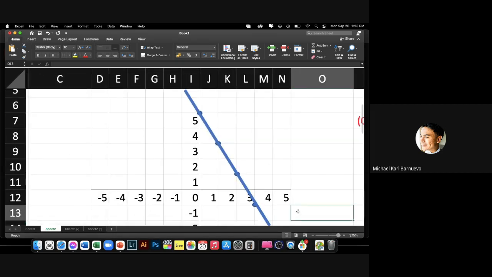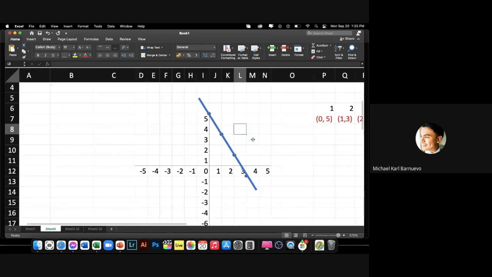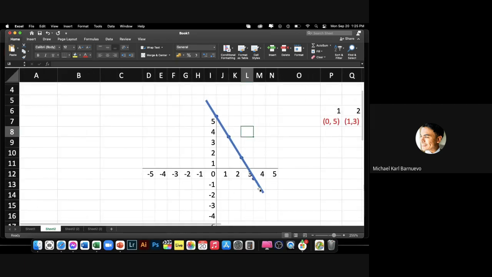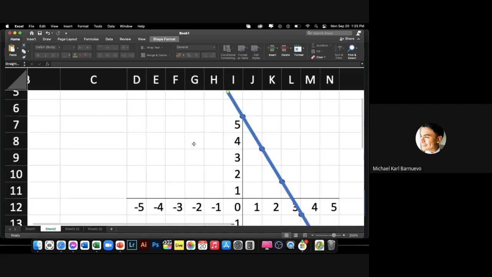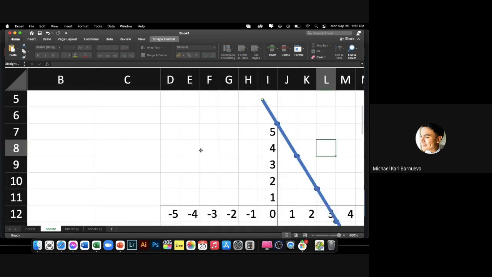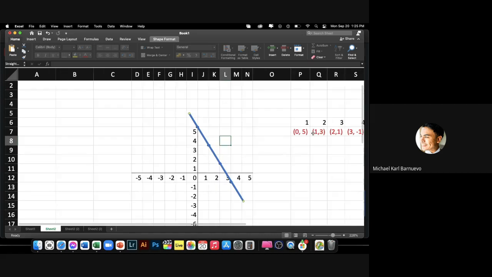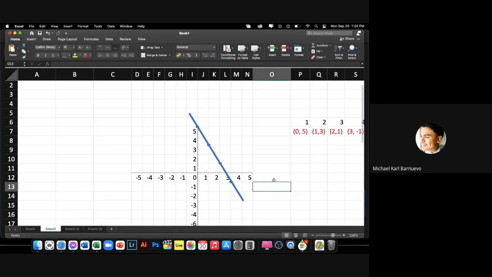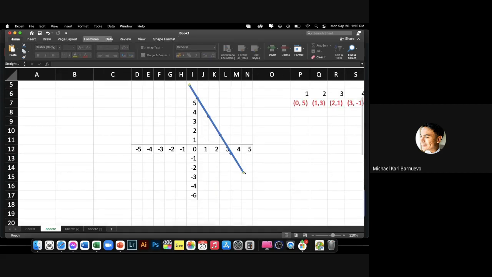Ito yung kagandahan of using a graphing paper kasi you will be having a more accurate na when it comes to plotting. Itong Excel kasi, ginawa ko lang siya. Assuming that the spaces no dito is the same, naging accurate siya. Pero using a graphing paper, mas accurate. It will be more accurate. So here is our line.